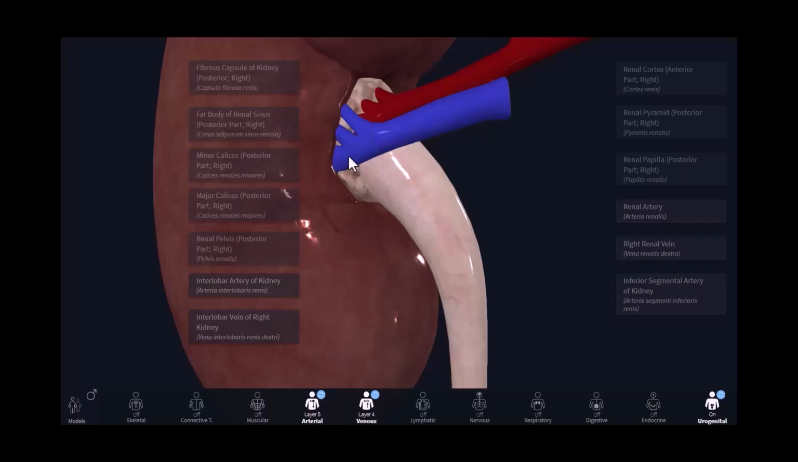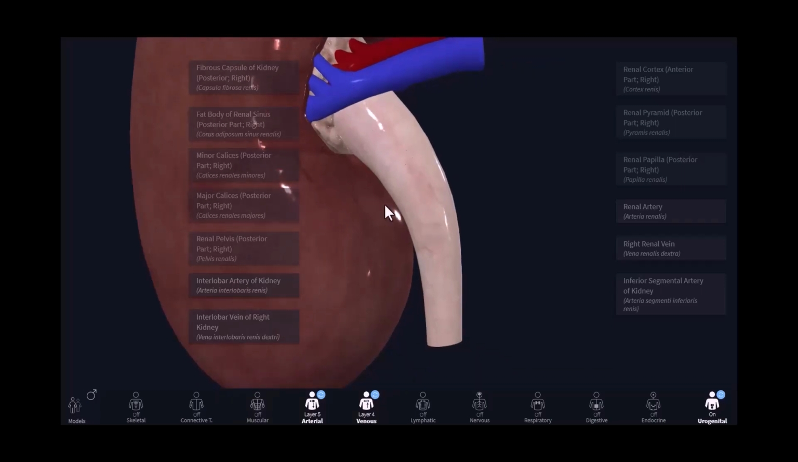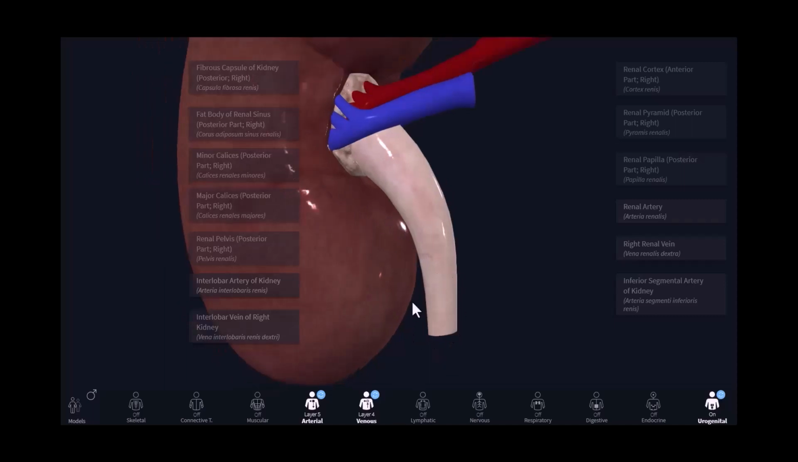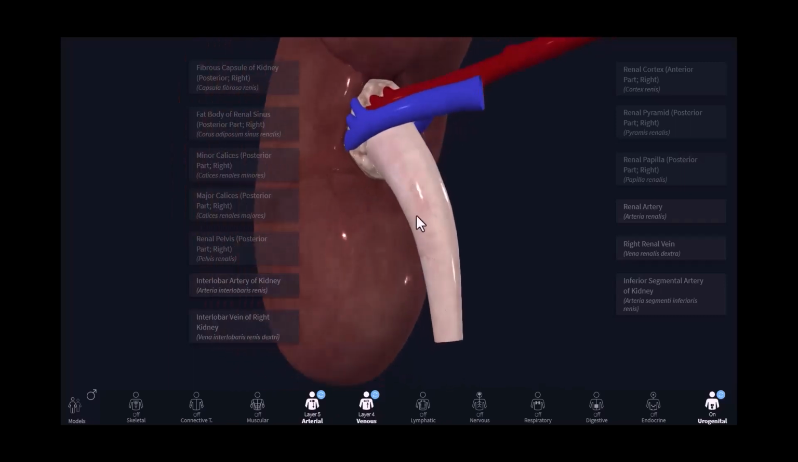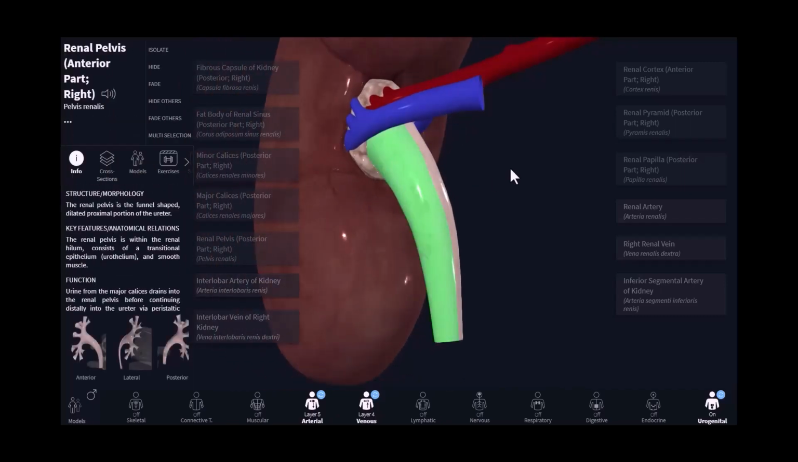Underneath this hilum is the renal pelvis, and that's where the formed urine enters, and it eventually goes down and meets the ureters, and the ureters will carry that urine and push it into the bladder. So this funnel shape right here is called the renal pelvis.